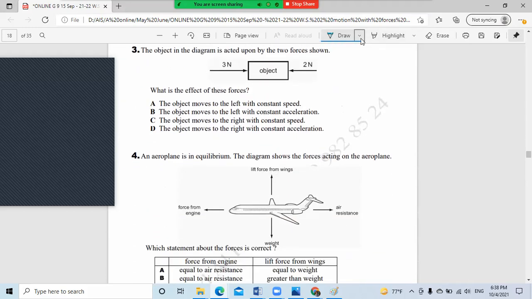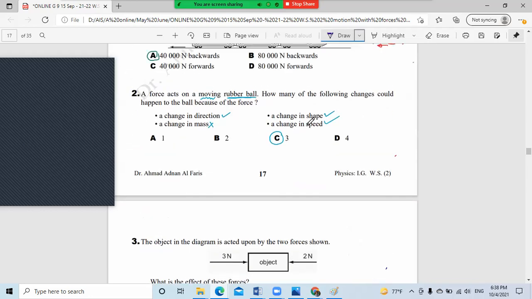In question number 3, what do we have? We have 3 newtons forwards and 2 newtons backwards. How can it change the speed? Yes, it can change the speed. I can kick it to increase the speed or slow it down, as I hit it with a force.